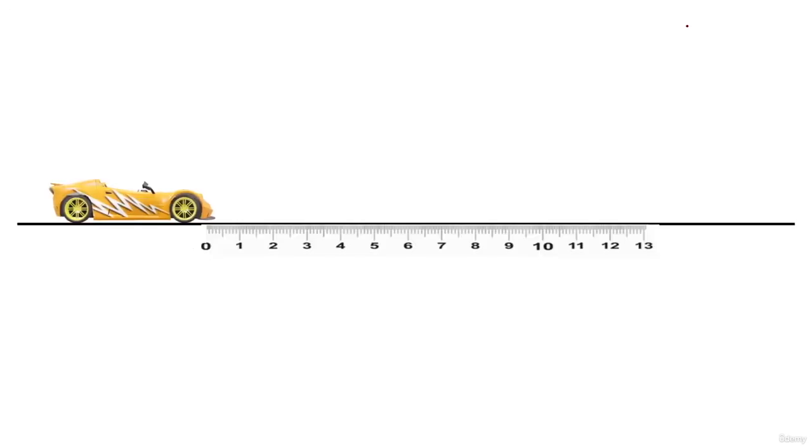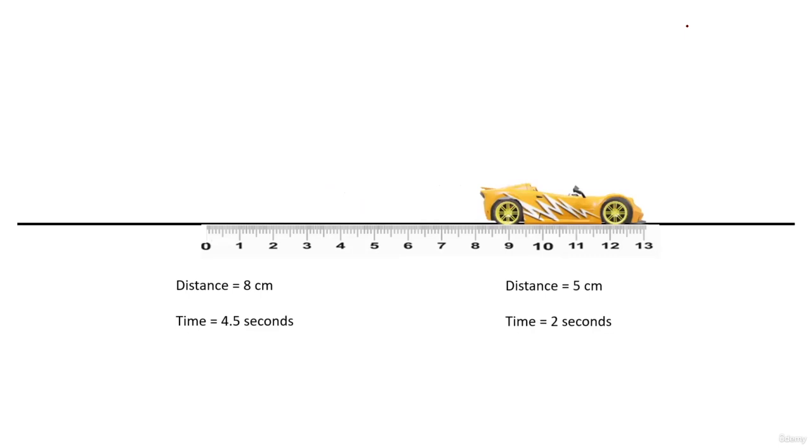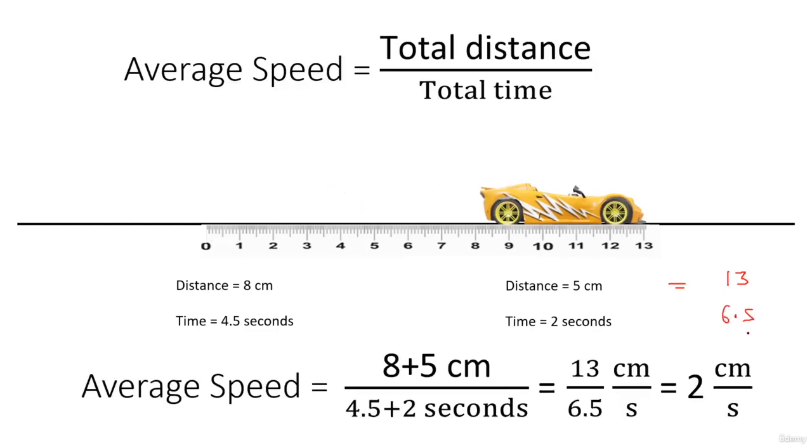All right, so in this part we saw that the car is traveling at two different speeds in two different legs of the journey. In the first leg of the journey, the distance traveled is 8 centimeters. In the second leg, the distance traveled is 5 centimeters. The total distance is 13, and the total time we saw is 6.5. And we found out that the average speed is 2 centimeters per second, right? Now guys, this is the very definition of average speed: total distance upon total time.